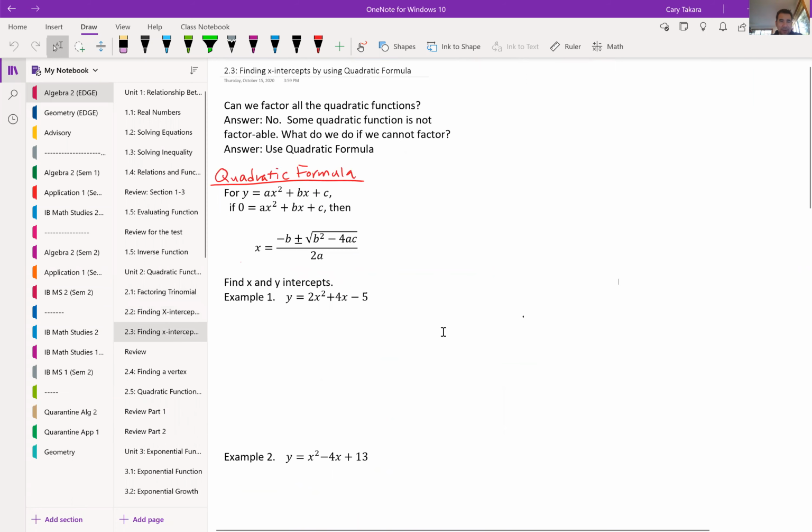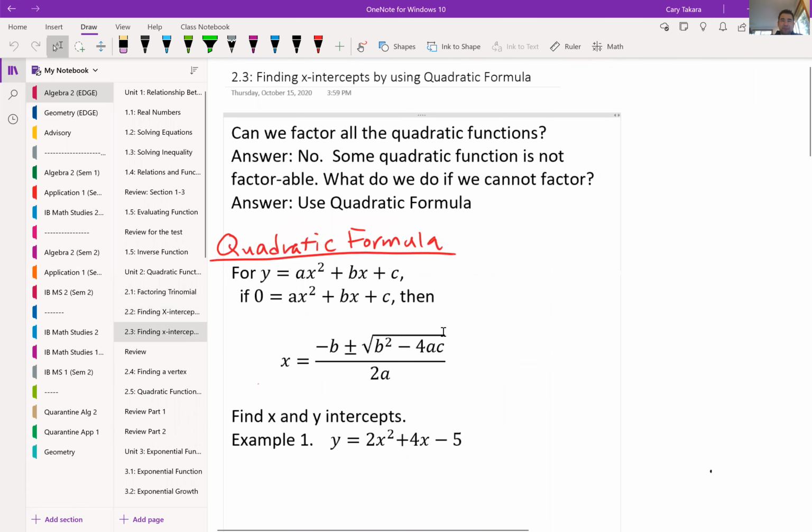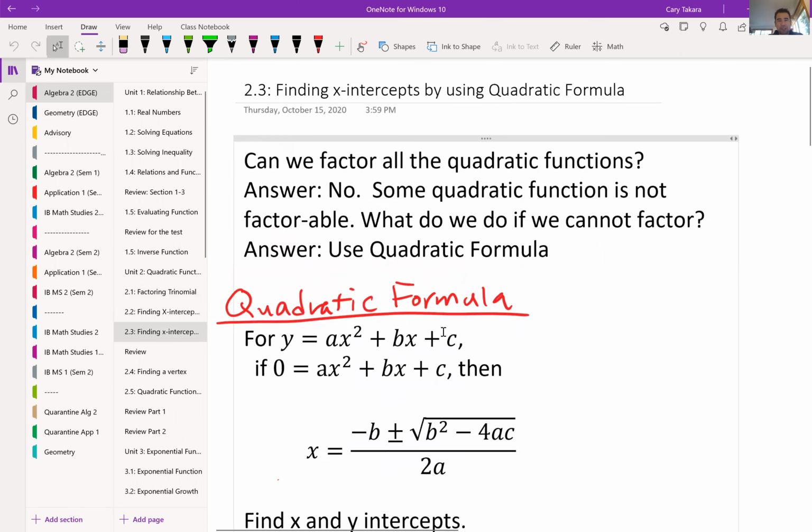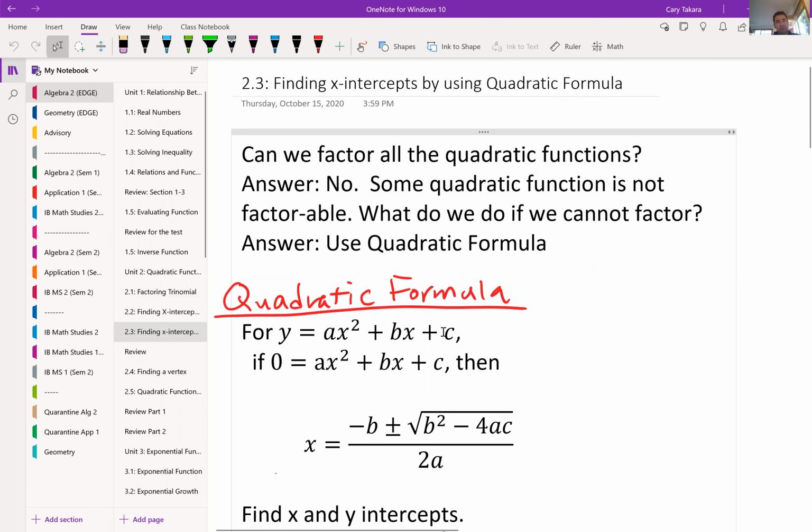Now today, so here it is. Let me begin with the question. Right? So up on that whiteboard right there on the top. Can we factor all the quadratic functions? Is it possible to factor everything? The answer is unfortunately no.